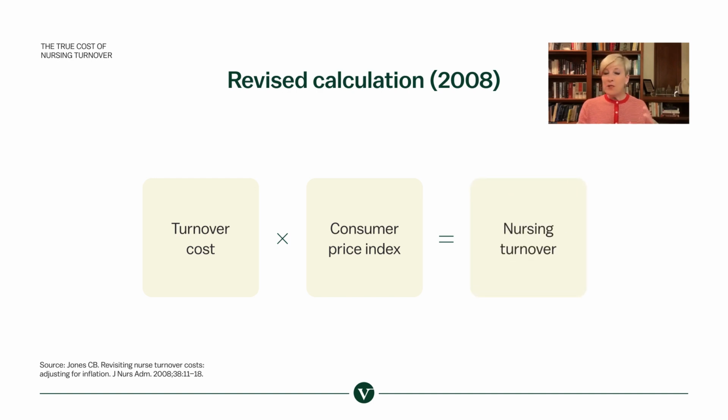Once you've done some of that early work to look at those individual costs and you understand it's 1.3, then you can just use that consumer price index variable to bring your turnover cost data up to date. So that's my soapbox. If you're going to calculate nursing turnover, it's 1.3 times the salary times the number of nurses who have left your organization to give you an idea of the costs.